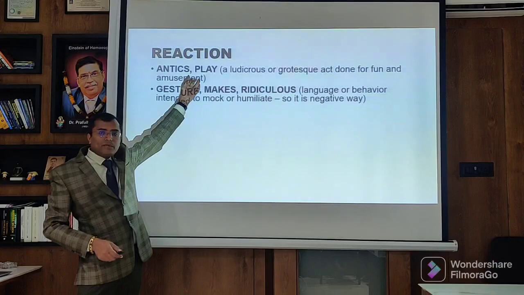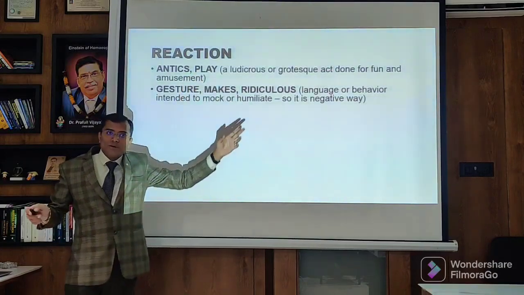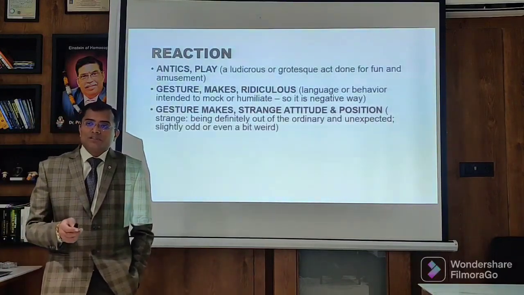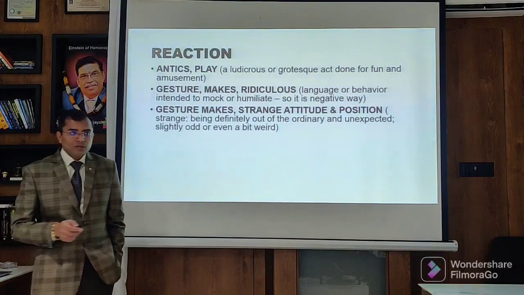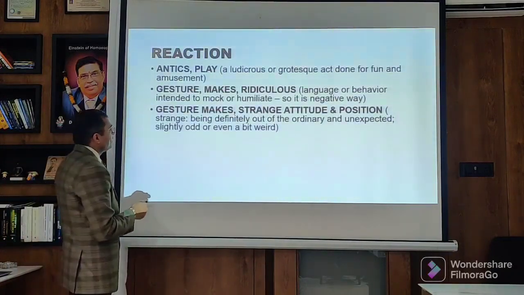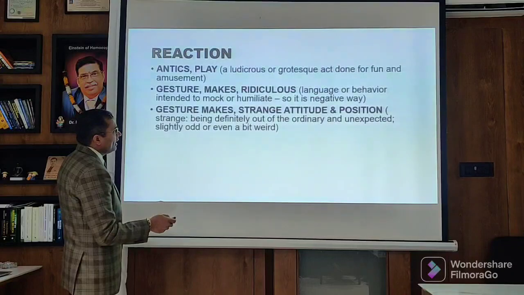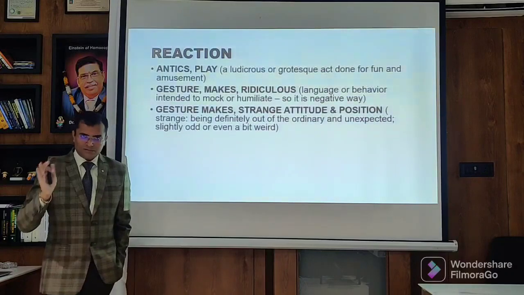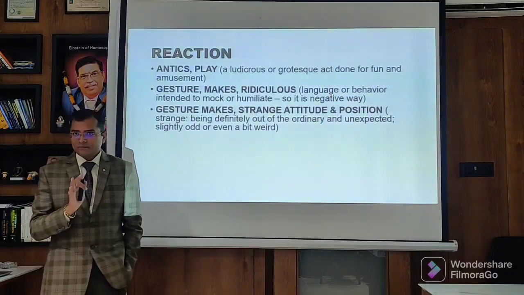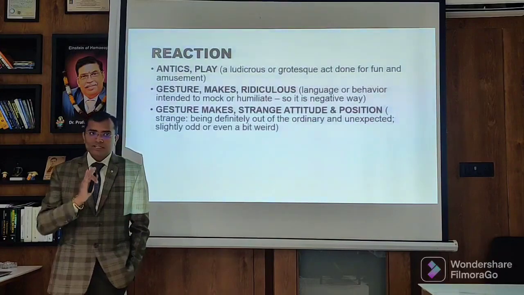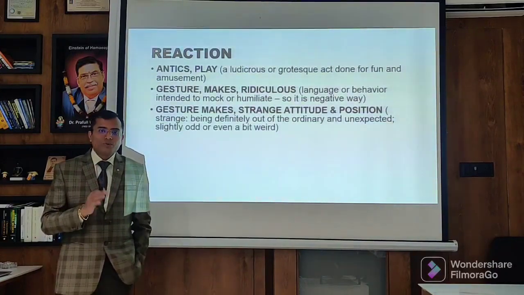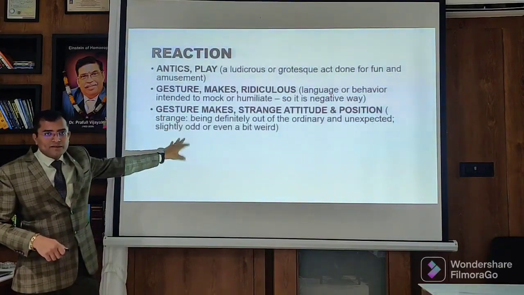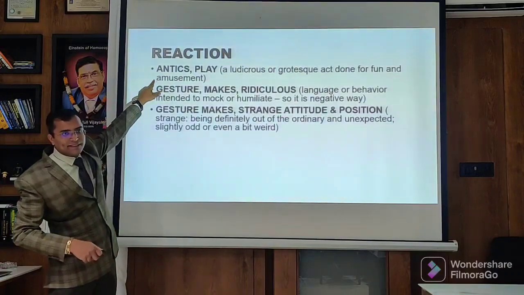You know, the first rubric is the positive way, making fun and enjoyment. Gestures make strange attitude and positions. Are you getting me? So one thing is strange. Being definitely out of the ordinary and unexpected, slightly odd or even a bit weird. So the gesture is like this. The position is like this. The attitude is like this. Okay? So you can think of it. But here there is no intention of fun and amusement. So we have to take again this rubric. Okay?